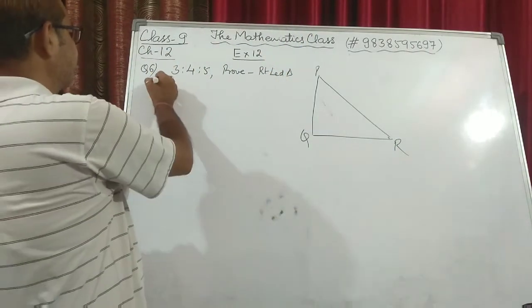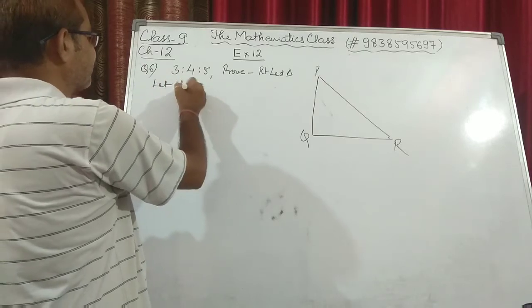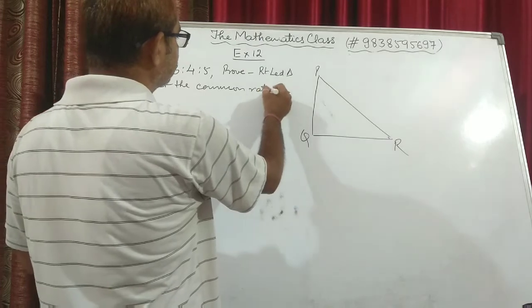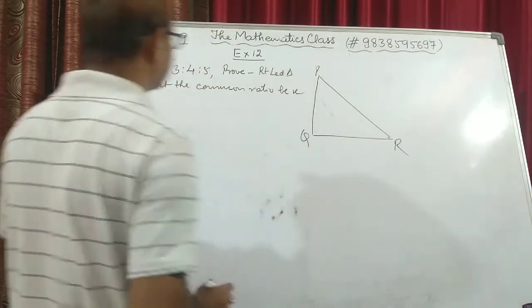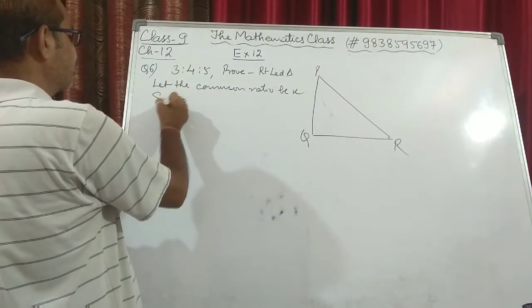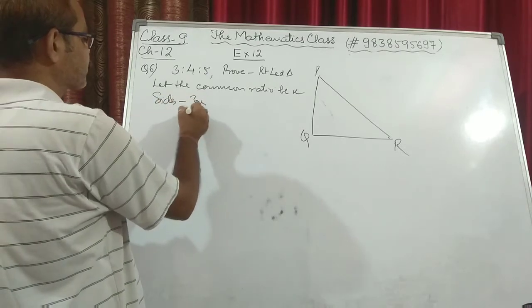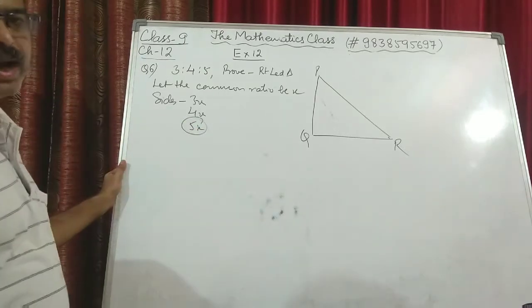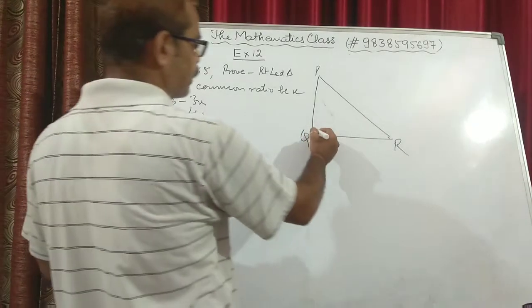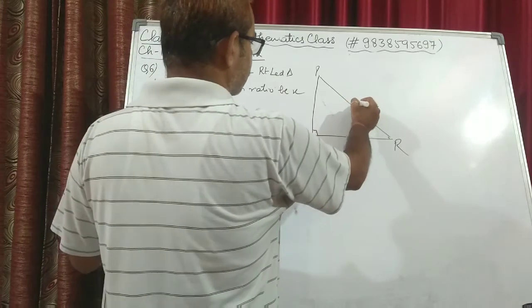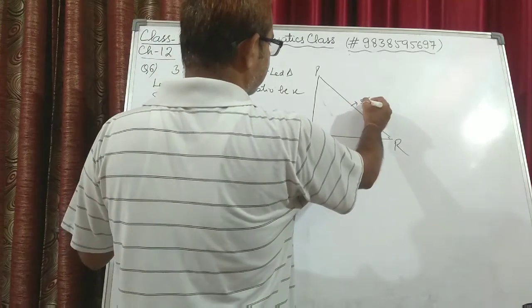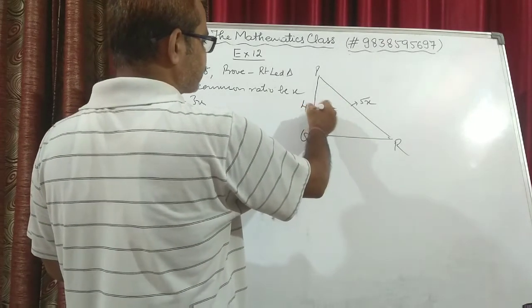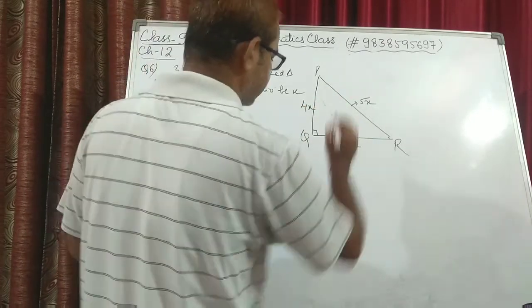So first of all, let the common ratio be x. So the sides will become 3x, 4x and 5x. 5 is the biggest side, and you know the biggest side in a right angle triangle is always the hypotenuse. So this side will become 5x. Any one of them can be considered as 4x and the other will be considered as 3x.